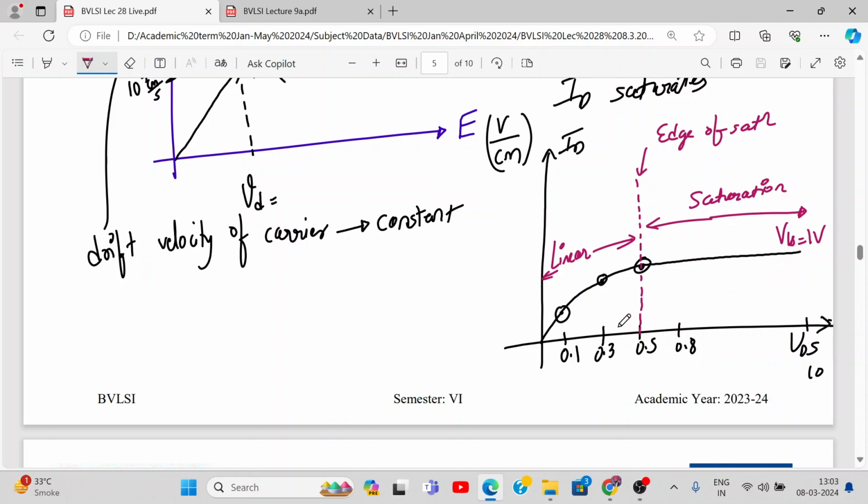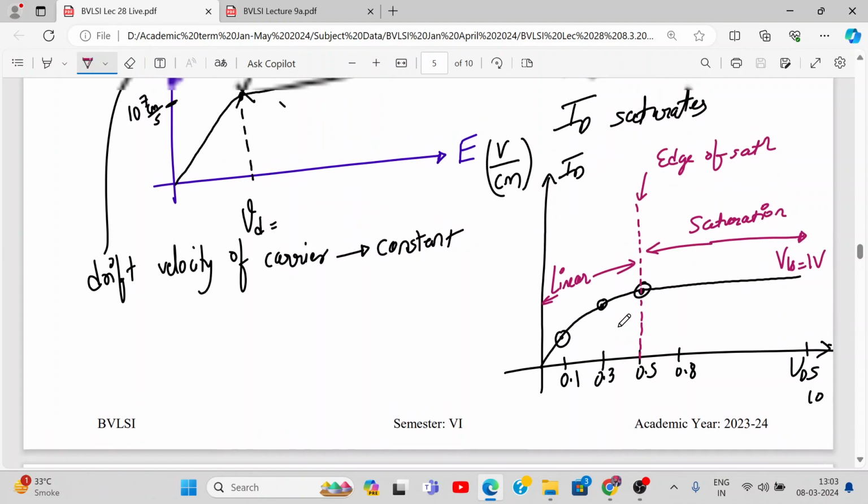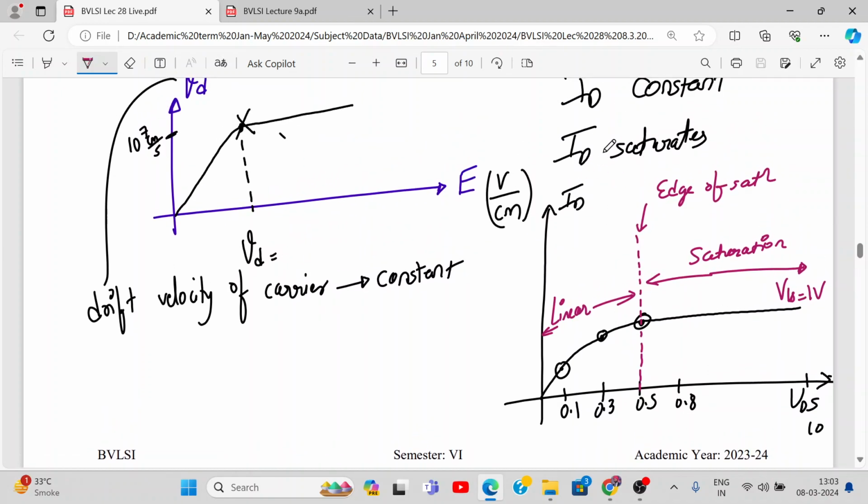I don't know how much you have followed, but this is what it is. That's why the ID saturates. ID saturates because the drift velocity of the carriers is constant. So ID will saturate in the saturation. Actually this is not saturation, it is beyond saturation. This is edge of saturation, this is saturation, and this is the cutoff point. Cutoff. Agree everyone?